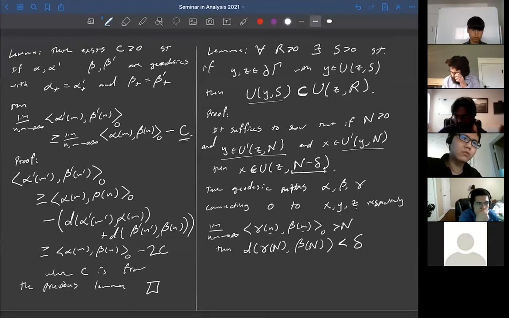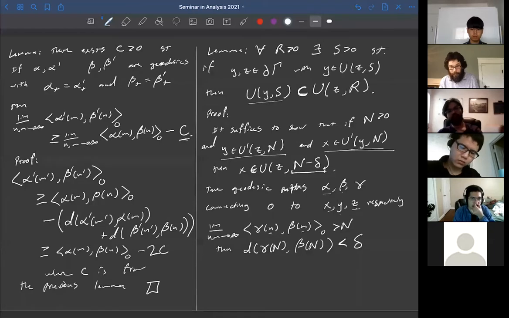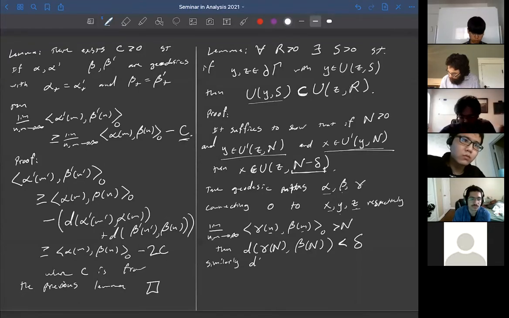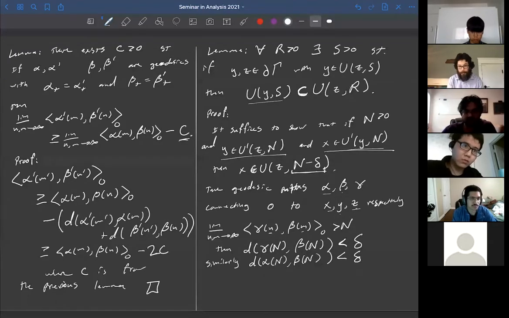All right, similarly, if we take gamma and alpha, that represents z and x. Beta and alpha represents x and y. So we'll do this condition here. So x is in this neighborhood of y. So we have this similarly: the distance from alpha N to beta N is less than delta for the same reason, because x is in that neighborhood.